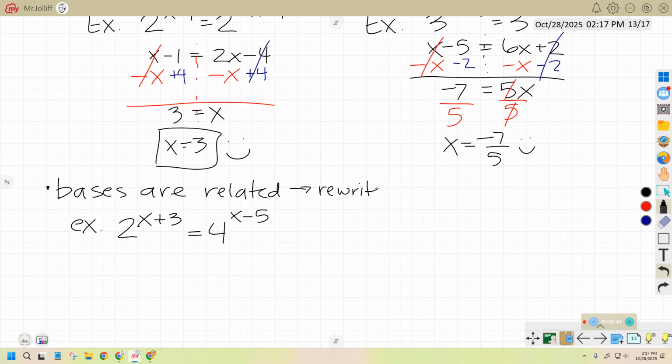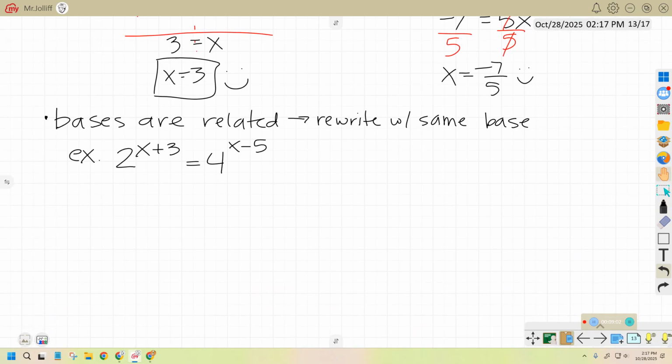So the strategy when those bases are related is rewrite with same base. In this case, I want to use base 2. Don't have to touch the left. 4 is a power of 2. 4 is 2 to the what? Second, 2 squared. So 2^(x+3) = (2^2)^(x-5). I'm just rewriting 4 as a power of 2. They have a common base.